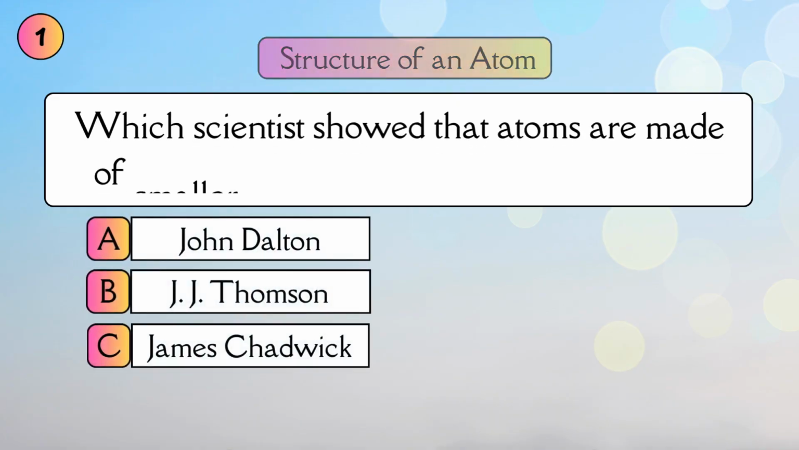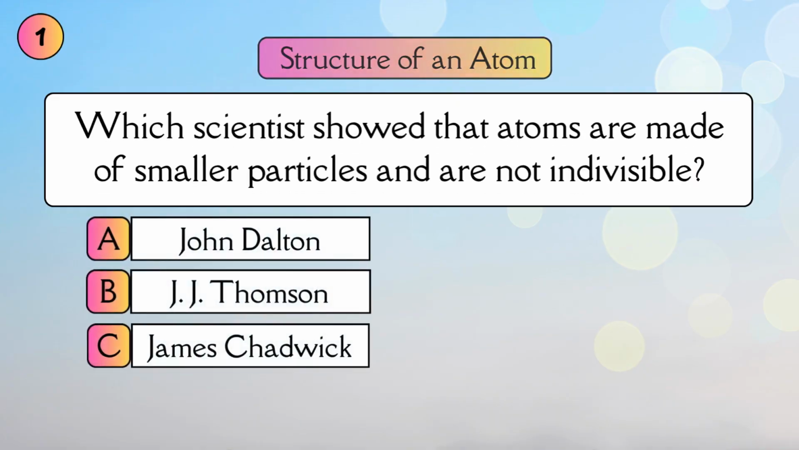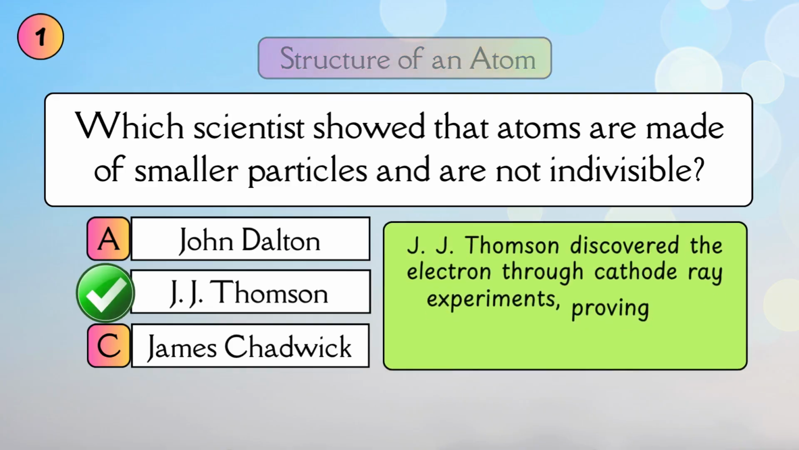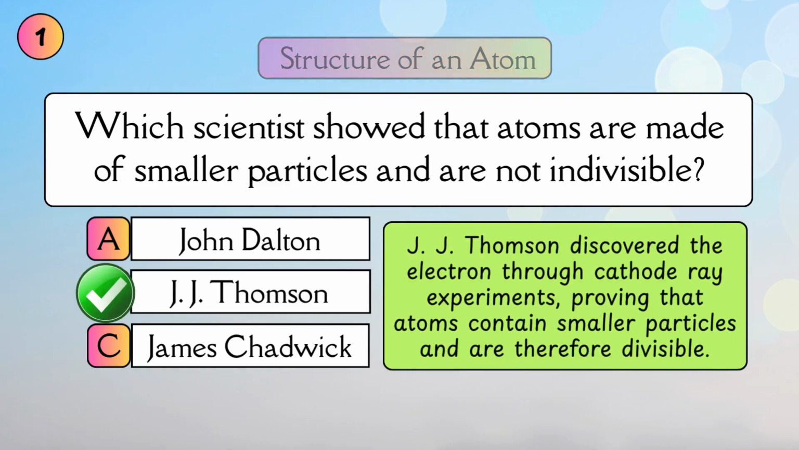Which scientists showed that atoms are made of smaller particles and are not indivisible? The correct answer is J.J. Thomson. J.J. Thomson discovered the electron through cathode ray experiments, proving that atoms contain smaller particles and are therefore divisible.